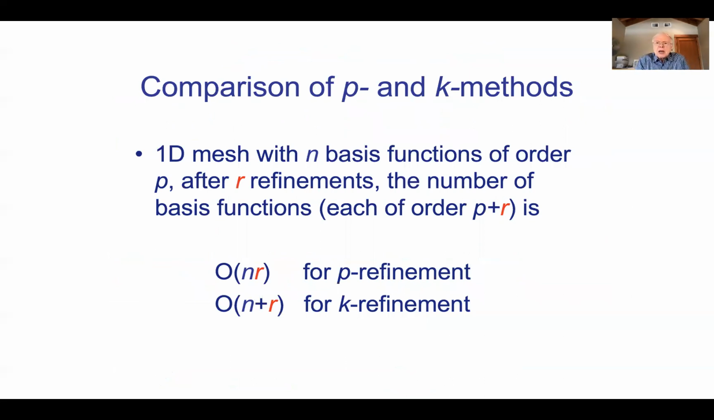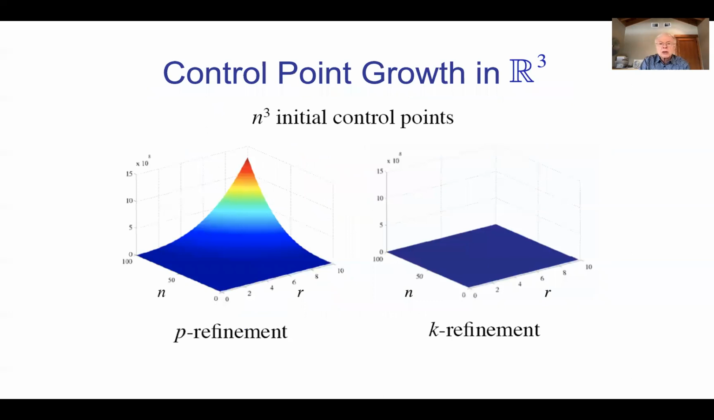So let's just count up the number of degrees of freedom when you refine a mesh by these 2 techniques now, classical P refinement and then K refinement. So you start with n basis functions in 1D of order P, and then you do R refinement levels, okay? And then the number of basis functions, which are each now of order P plus R, is n times R for P refinement, it's n plus R for K refinement. That's very different, and if you cube it, as in 3D, you get these dramatic differences.